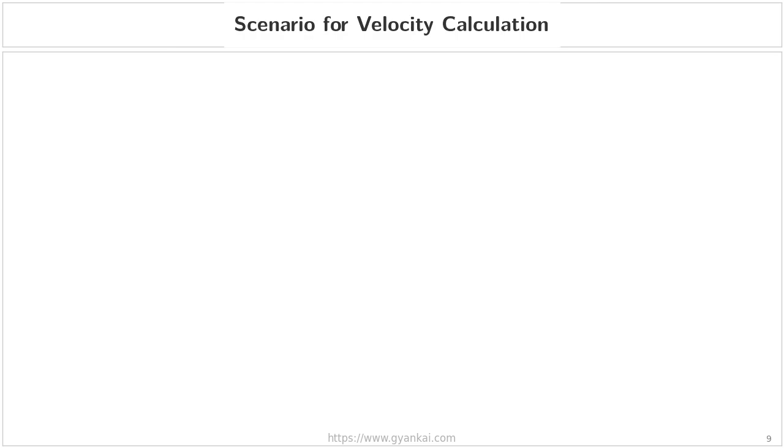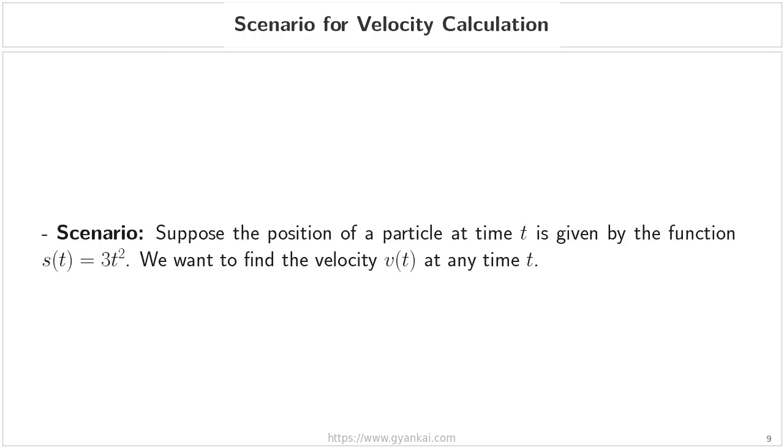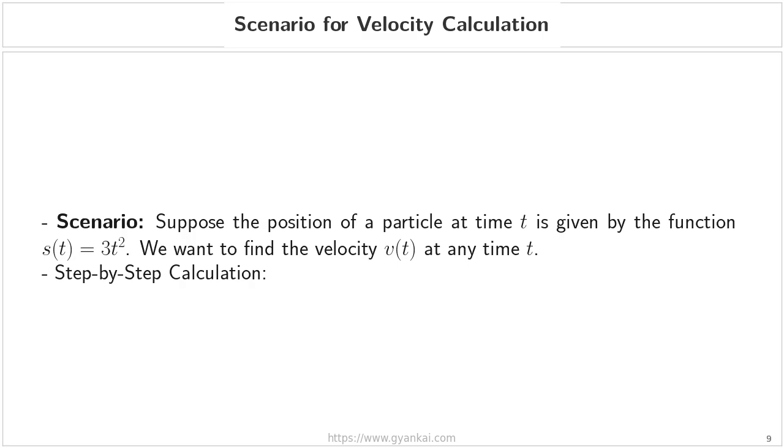Scenario for velocity calculation. Now, let's put the theory we just discussed into practice with a real-world scenario. Imagine we have a particle whose position at any given time, t, is described by the function s of t equals 3t squared. Our objective here is to determine the velocity, v of t, at any point in time. To do this, we will follow a step-by-step calculation.